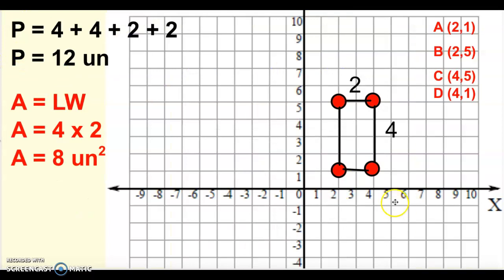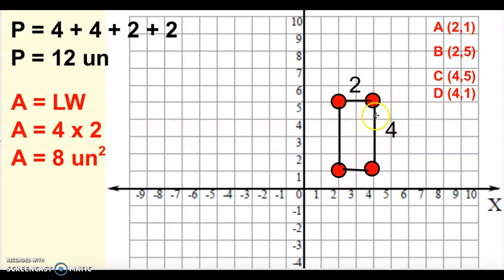So this is what your rectangle should look like. It should be in the first quadrant. Okay, remember when you plot points, when you plot 2, 1 for A, you go across 2, up 1. B, across 2, up 5. C was across 4 and up 5. And D was across 4 and up 1.